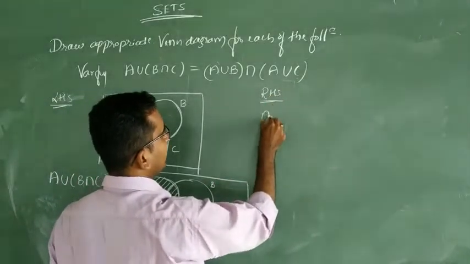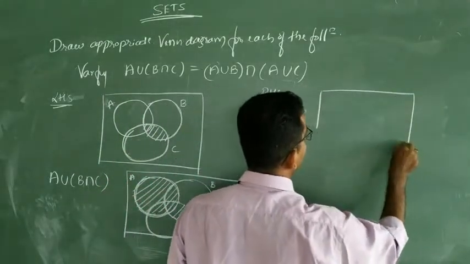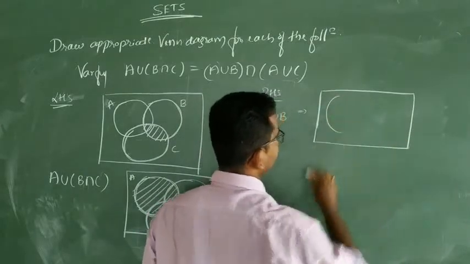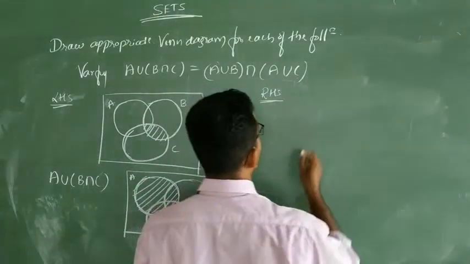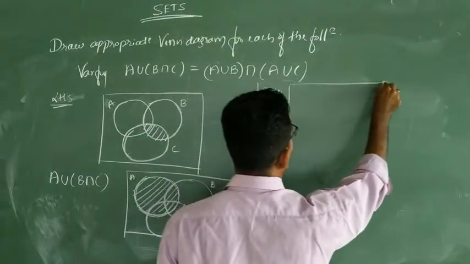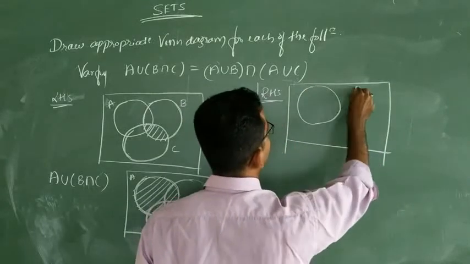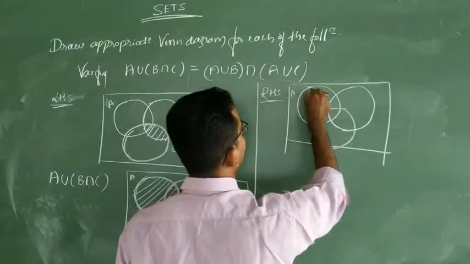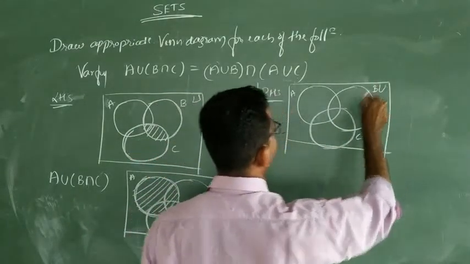First I will take A union B. Here we have to take 3 sets because C is also there. Sorry, I will take the broad one. They have asked us to verify that the LHS is equal to the RHS. This is A, this is B, this is C. A, B, C is the universal set, correct? Compulsory. This is universal.